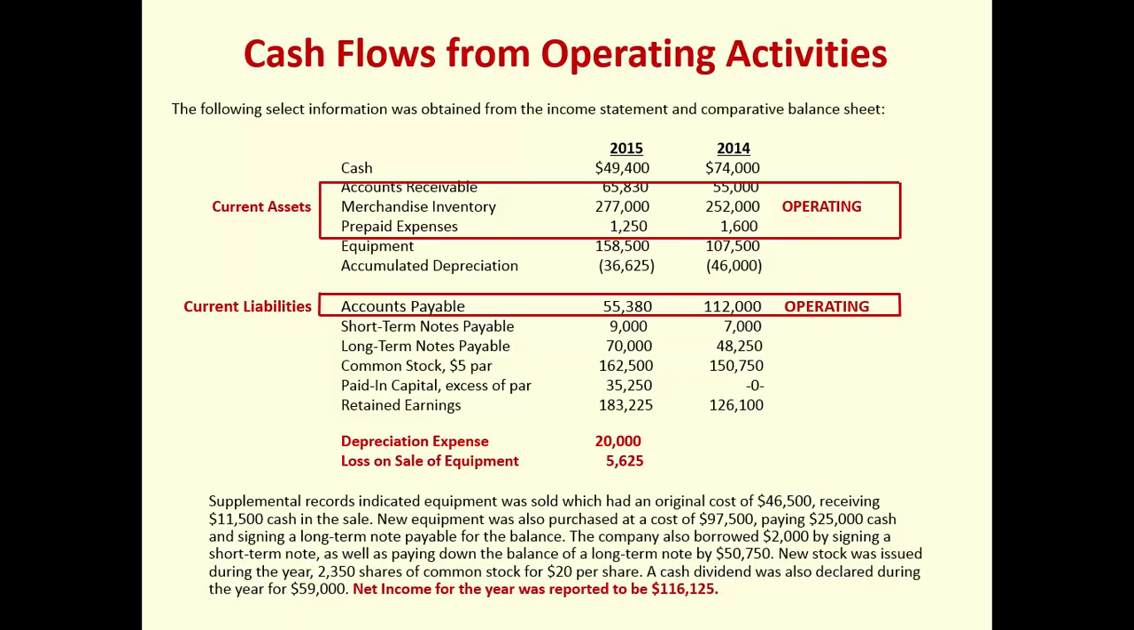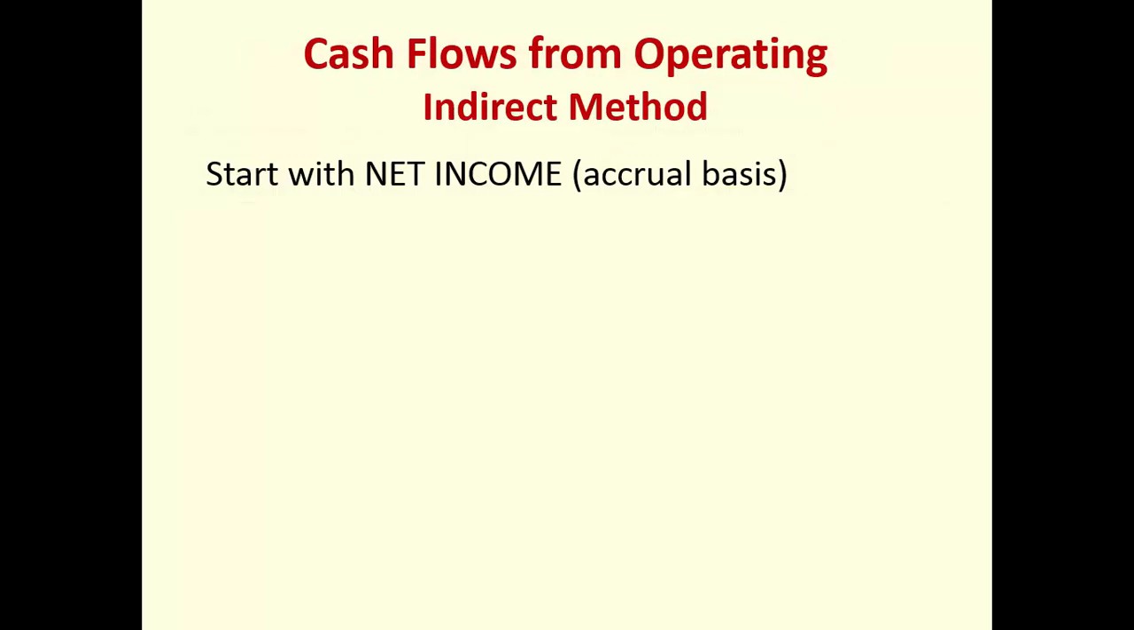So what do you need to do operating? Current assets, current liabilities, accounts payable only, not the short-term payable. You're going to need depreciation expense and loss on sale because you're going to need those non-cash expenses, and you need net income because we're doing the indirect method, and you start with net income. Cash flows from operating using the indirect method. How do you get to the cash? How do you convert from accrual to cash basis?